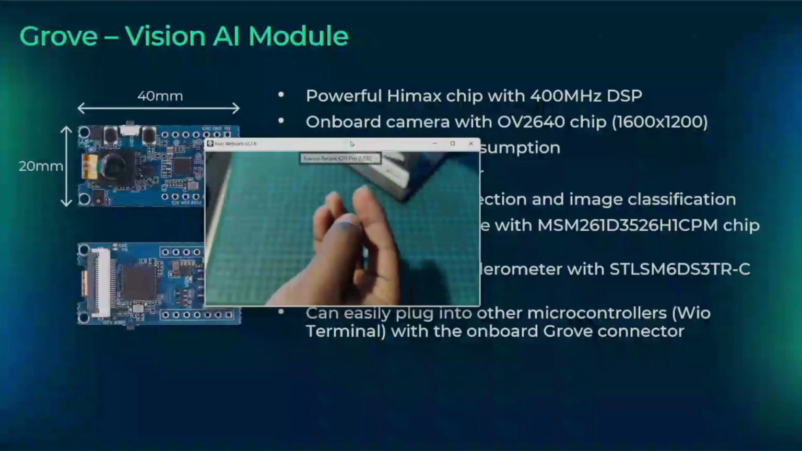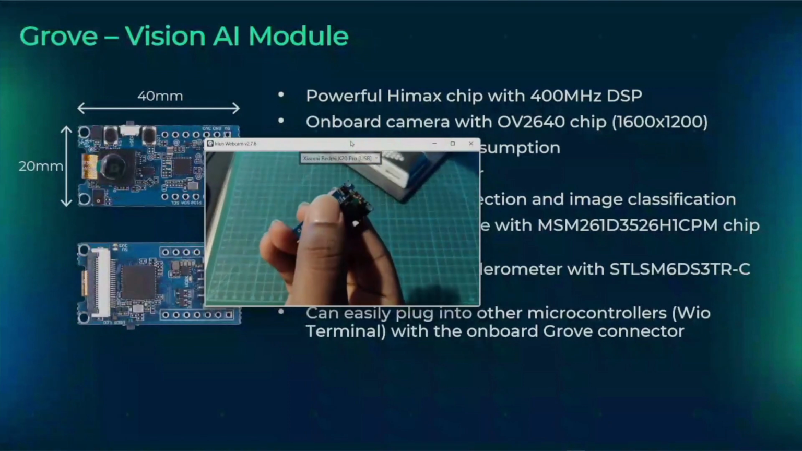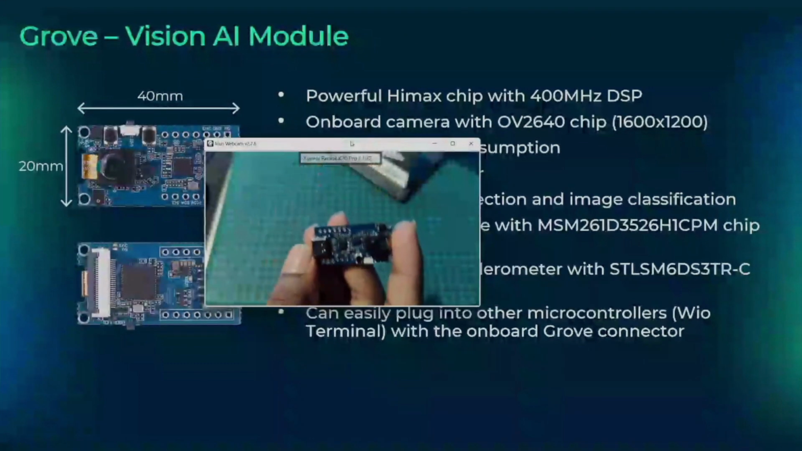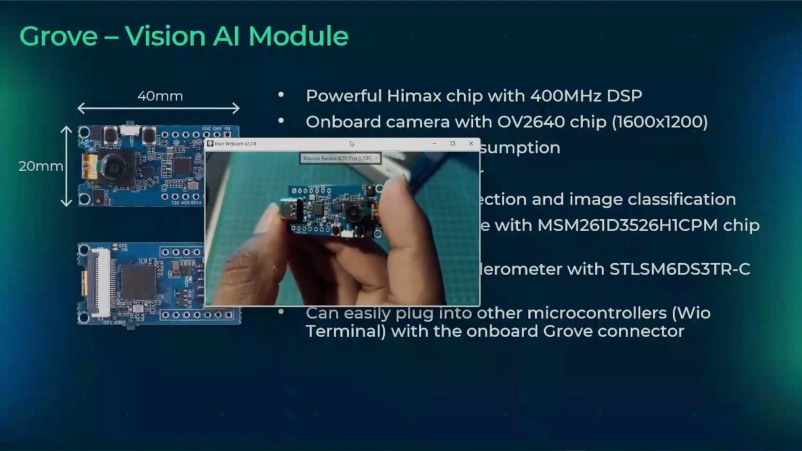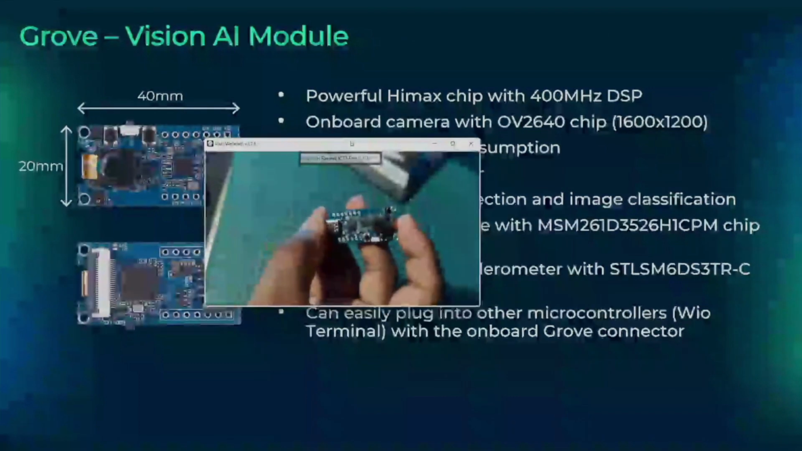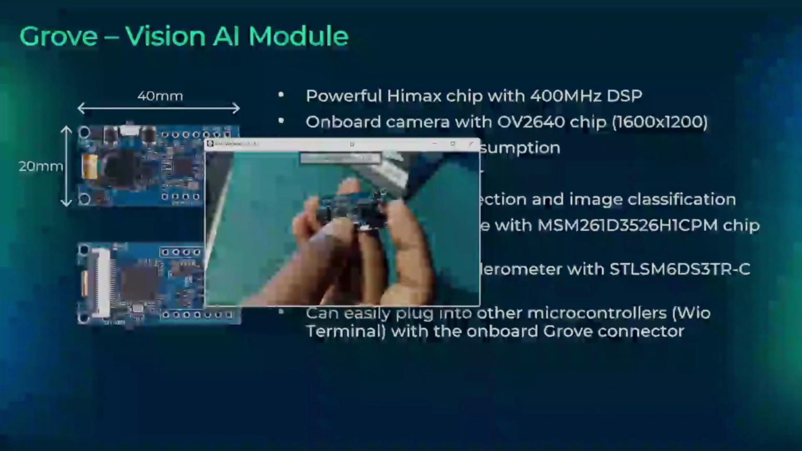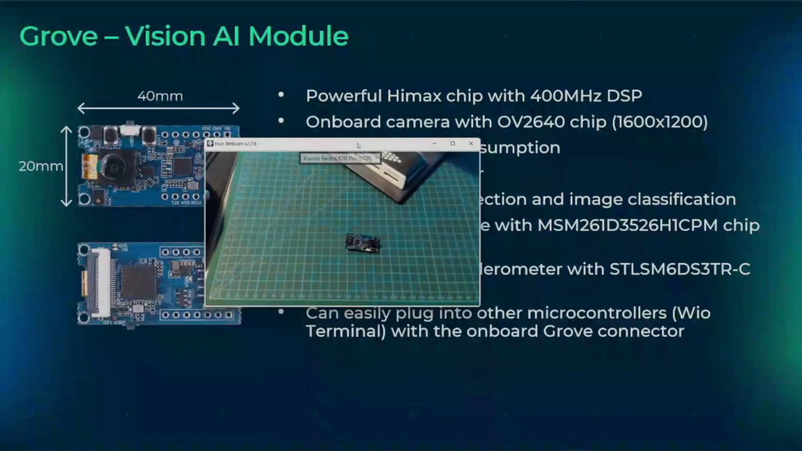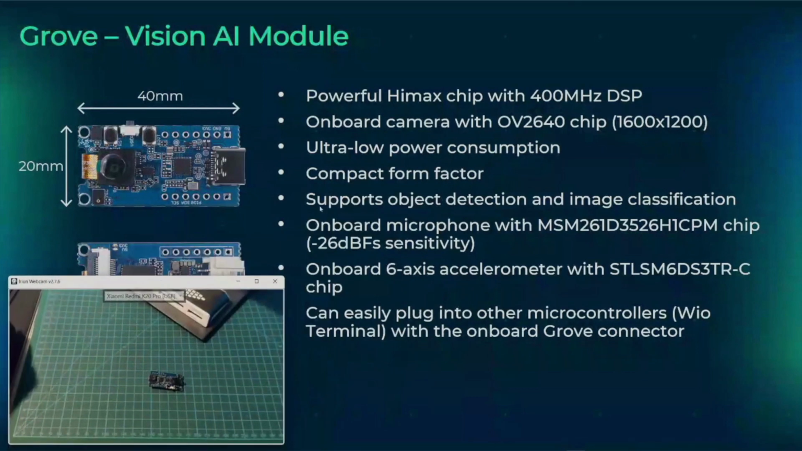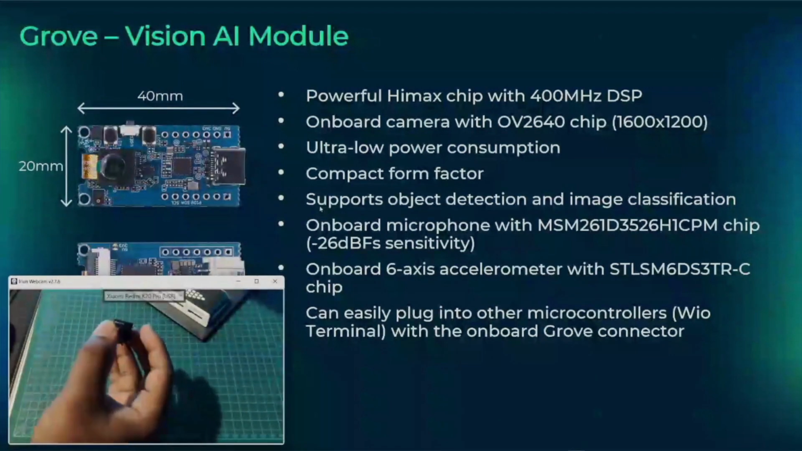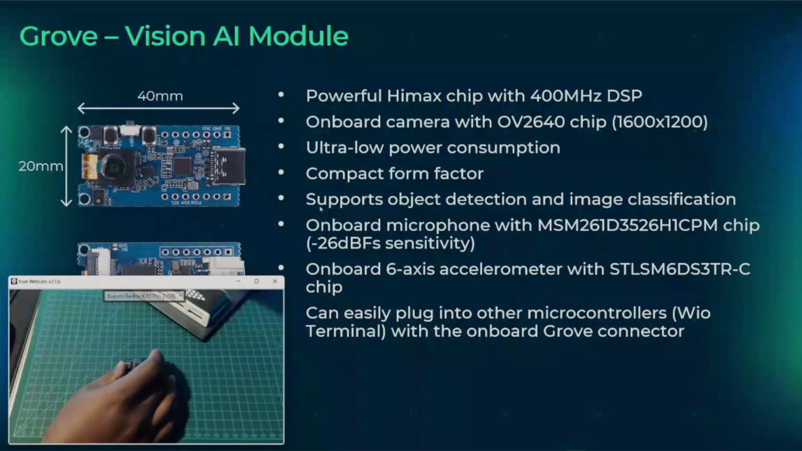It has a camera here, and it says OmniVision there. It's an OmniVision camera, and it has a Himax chip for the processing of the AI. And not only does it have a camera, it also has an onboard microphone and a six-axis accelerometer.